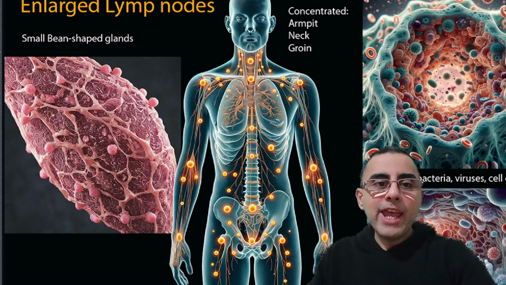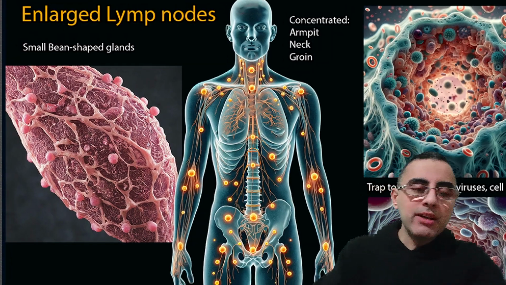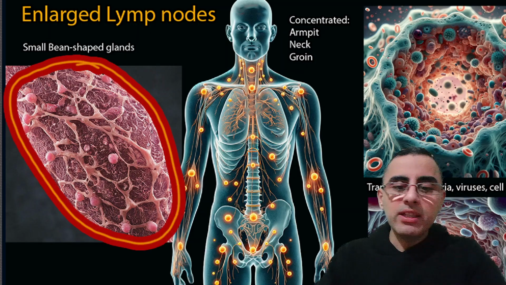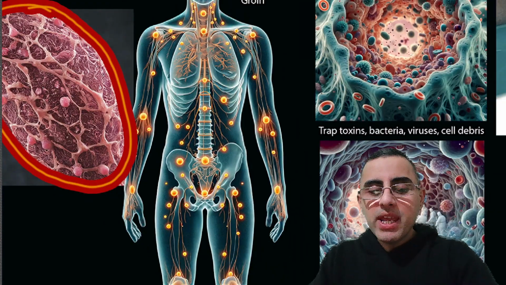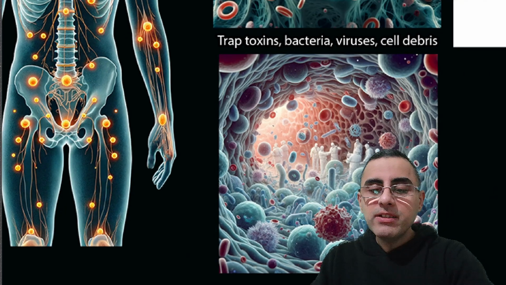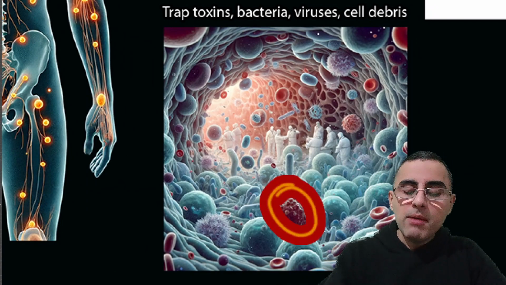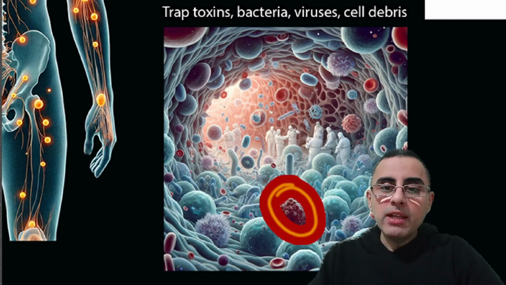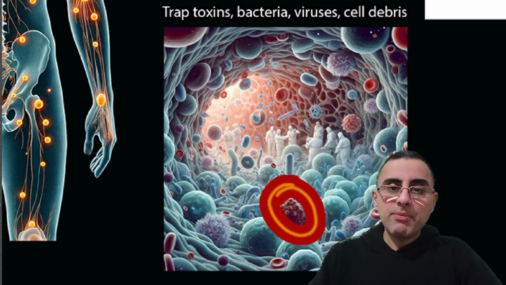We will talk about enlarged lymph nodes. What are lymph nodes? They are small bean-shaped, elongated organs, and their main function is to filter lymph from bacteria, microbes, viruses, cell debris, and harmful substances.